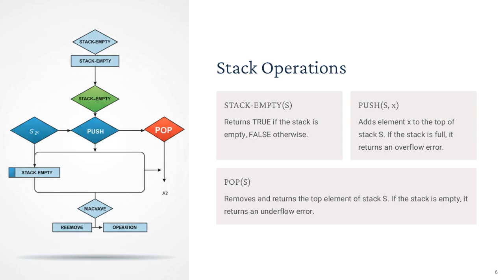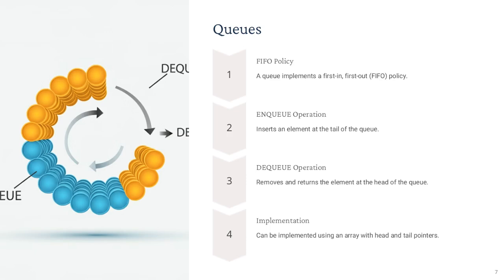However, error handling is crucial. If you attempt to pop an element from an empty stack, this results in an underflow error. Similarly, trying to push an element onto a full stack results in an overflow error. Stacks are frequently used in scenarios such as function call management, expression evaluation, and backtracking algorithms, emphasizing their importance in computational processes. Queues are another essential data structure, operating on a first in, first out or FIFO principle.